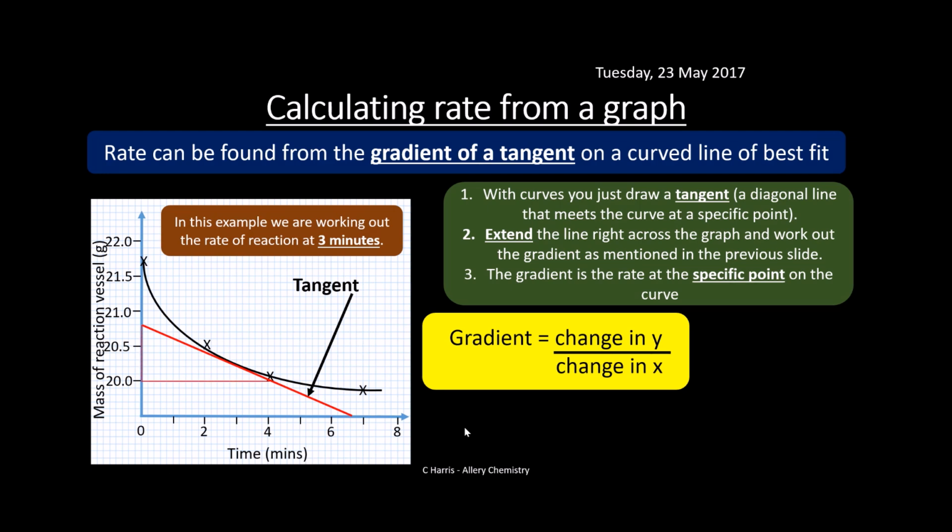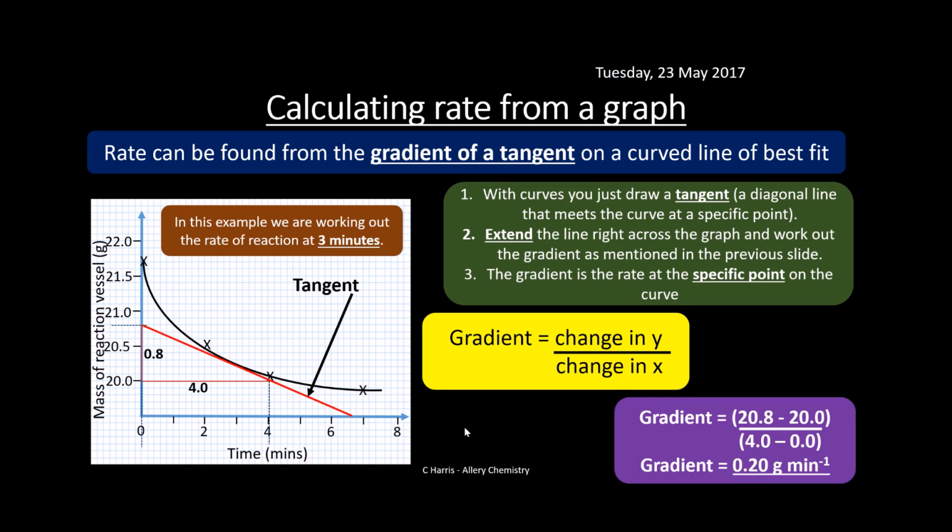Okay, so the change in y, again, make it easier for yourself. Okay, so there's the change in y. There's the change in x, which is 4. So we've got 0.8 and 4. And this is basically how we've worked it out. So we've just done 20.8 minus 20.0, which is that difference there. And then obviously the difference between 0 and 4 is just 4. So the gradient in this case is 0.20. Notice though, we're using different units. It's grams per minute. Okay, just use the units on the axis to help you work that out.